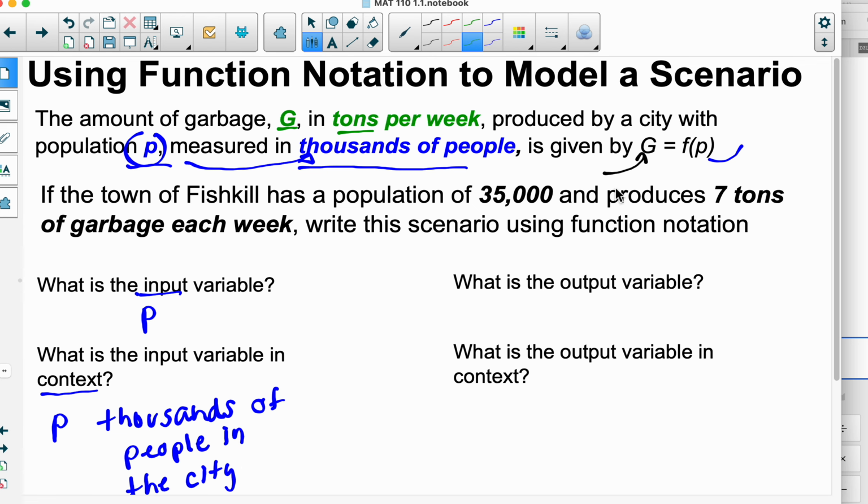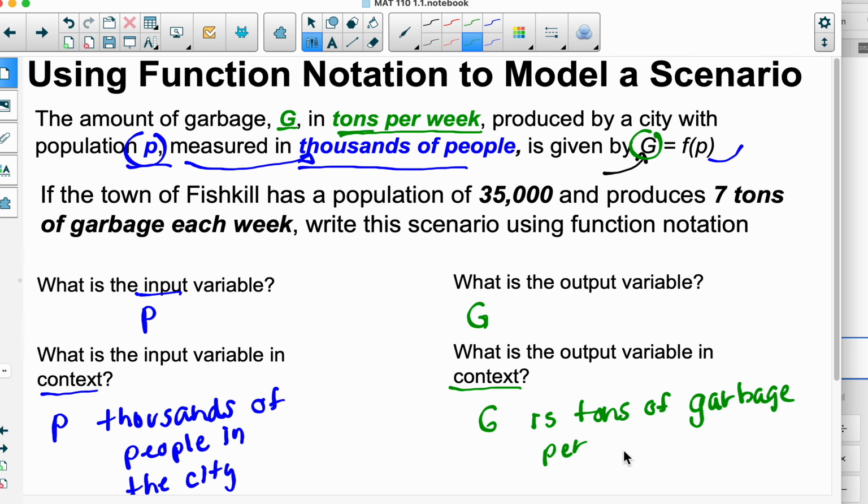And my output variable is G. So G is the output variable, and what does G represent? Contextually, G is tons of garbage per week.